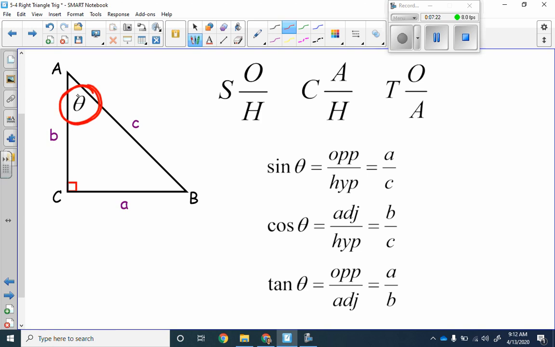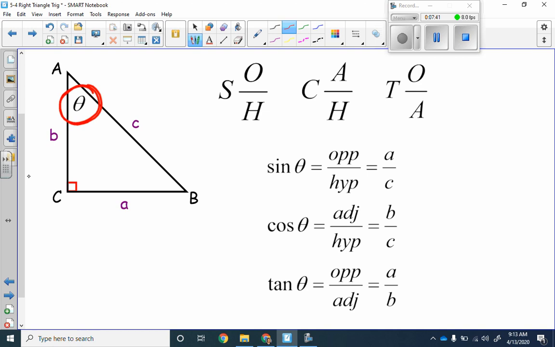Now I am using this symbol of theta right here to represent the angle, my reference angle. So the sine of theta, opposite of theta would be little a here. Opposite over hypotenuse would be c, so a over c. Cosine, b over c. And tangent, a over b.